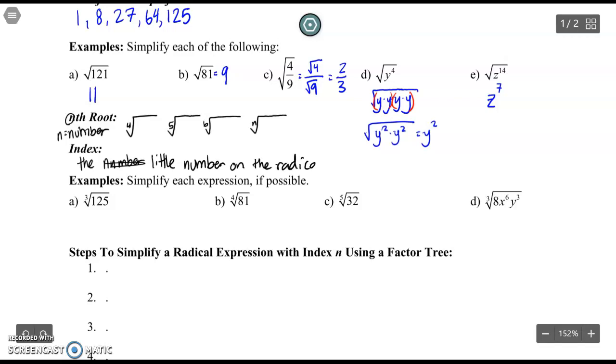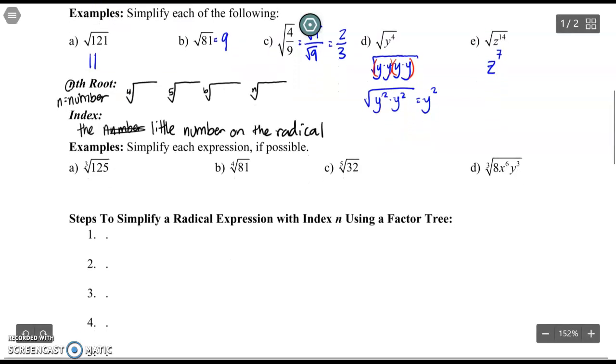Okay, and the index is super important because it's going to help us simplify radicals a lot easier. So the index tells us what size of groups we're looking for inside the radical. Let me give you an example of that. Say I'm doing this example A right here, and I am doing the cube root of 125.